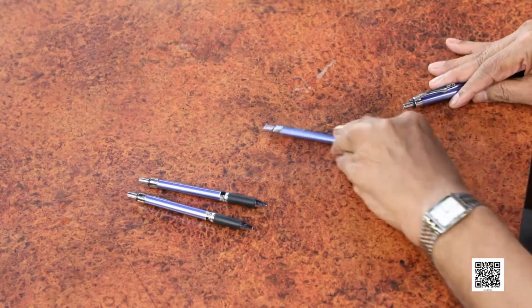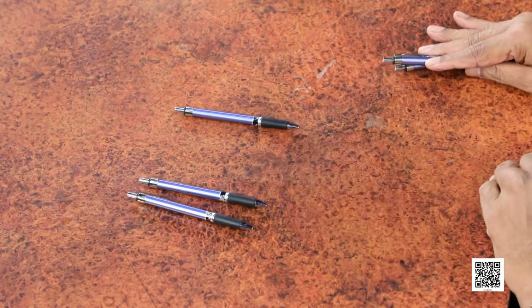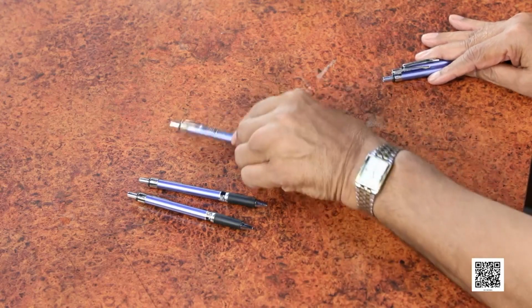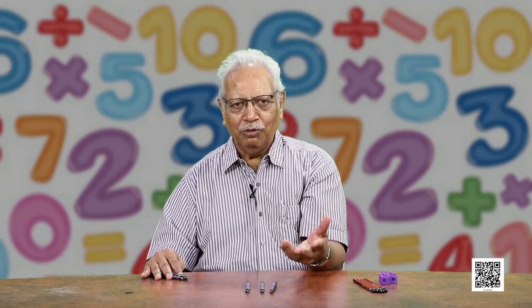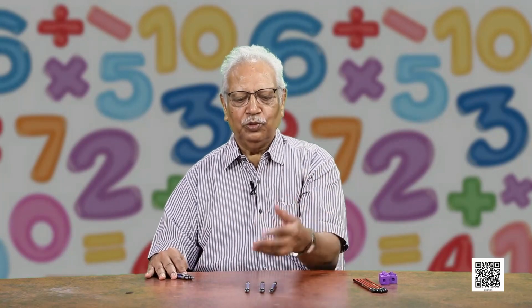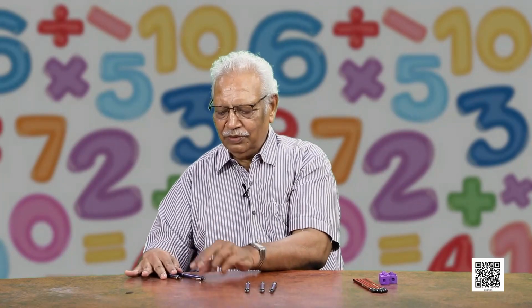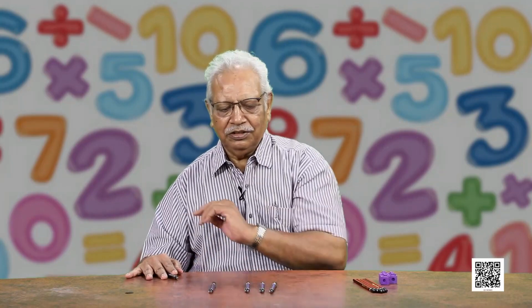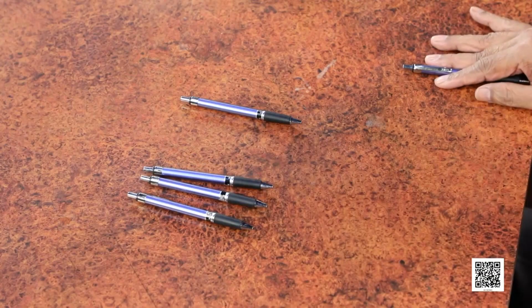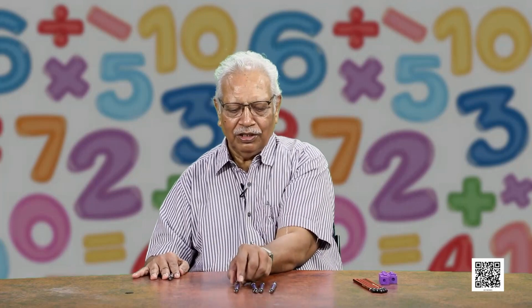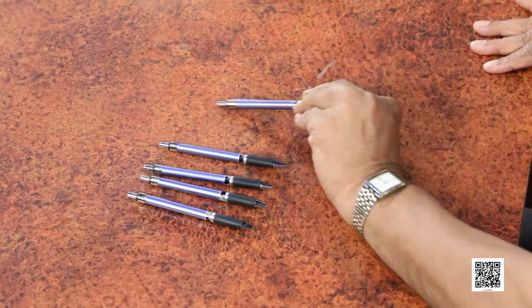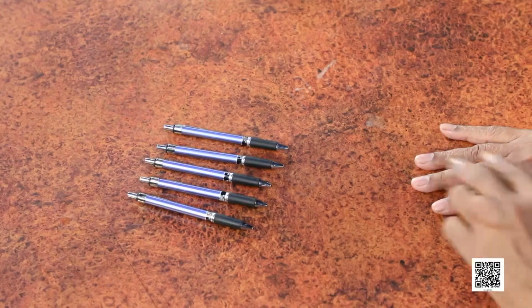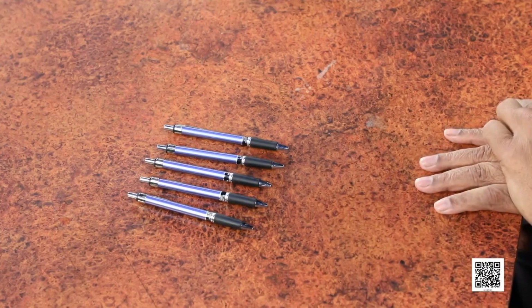Similarly, 2 and 1, how many pens are there? 2 and 1 make 3. You do not have to count, by now you know that 2 and 1 make 3. Similarly, 3 and 1, how many they make? 4. And 4 and 1, how many they make? 5. 1, 2, 3, 4, 5.